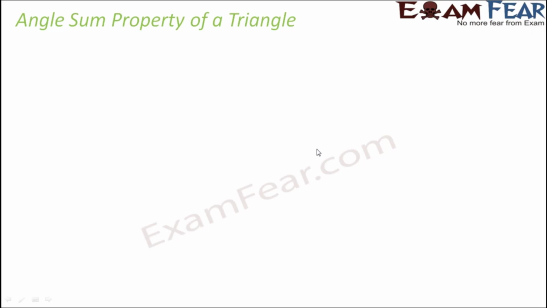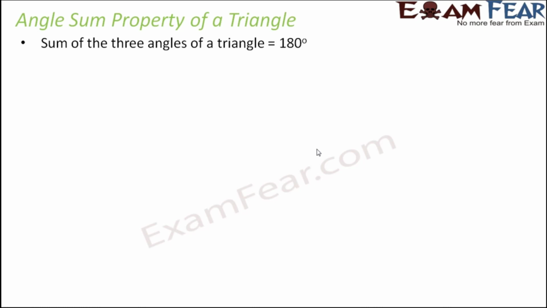So now we are going to talk about something very important and very interesting as well. That is the angle sum property of a triangle. Now this is a very important and very basic property of any triangle. And this property says that the sum of the three angles of a triangle is equal to 180 degrees.